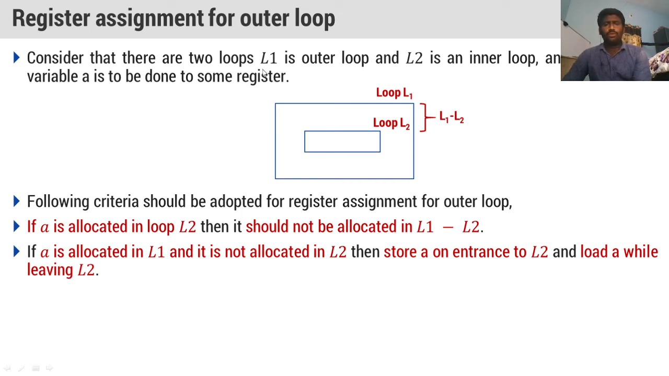So here we are taking two loops, L1 and L2. L1 is the outer loop, L2 is the inner loop, and we are assigning variable A. If A is allocated in L2, then it should not be allocated in L1 minus L2. If A is allocated in L1 and it is not allocated in L2, then store A on the entrance to L2 and load A while leaving L2. So this is how we will assign the registers when we are dealing with loops.